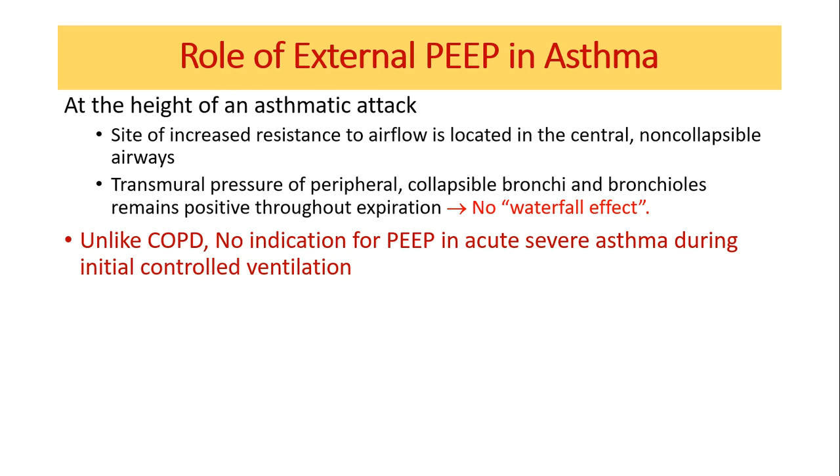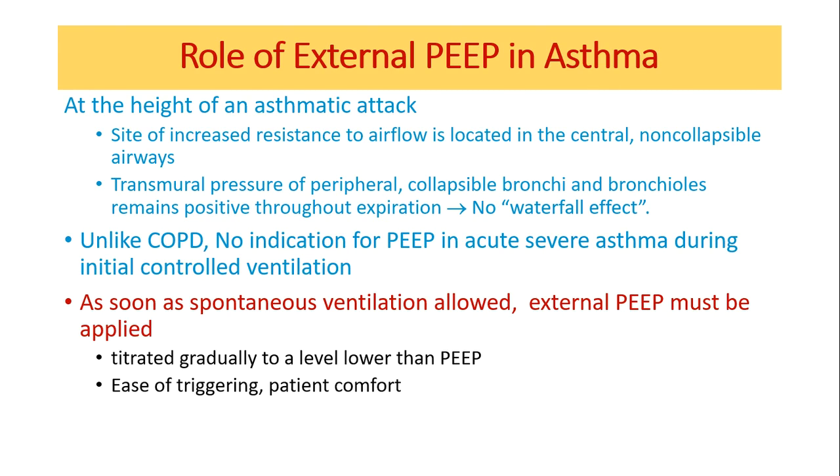Here it is more central where the cartilage is still there. So it's because of mucosal hypertrophy and increased secretions and plugging. That is a major cause of increased resistance in asthma. So there is no expiratory flow limitation or active collapse during exhalation. So there is no point of giving an extrinsic PEEP to overcome it. But when the patient starts to breathe, you can give a slight amount of PEEP to help the triggering effort. You don't always have to keep them at 0.